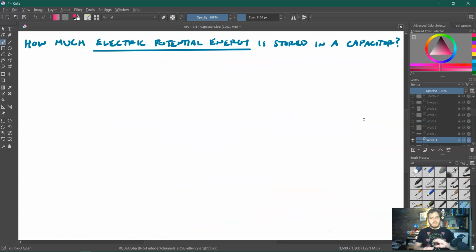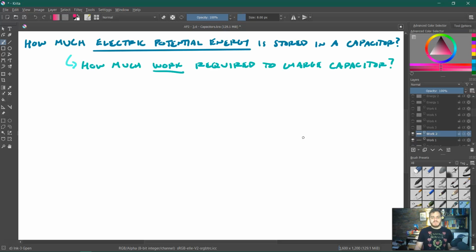Alright, the last real big concept we want to talk about is how much electric potential energy will be stored in a capacitor. And really, what this comes down to is how much work was required to charge the capacitor. When you're putting work into separating those charges between the positive and negative plates, well, that is going to be stored as electric potential energy. So let's look at a couple scenarios real fast.